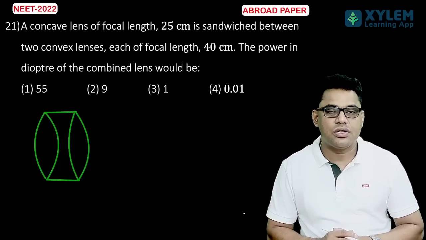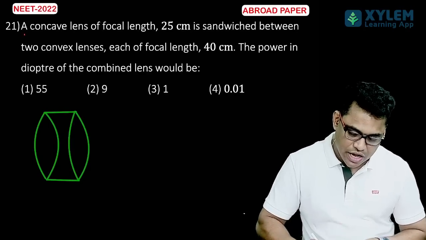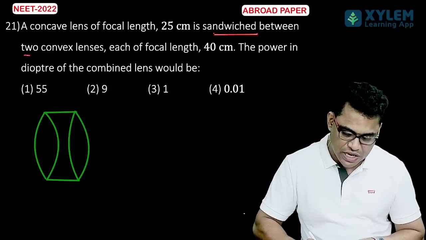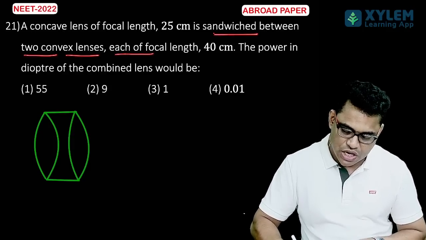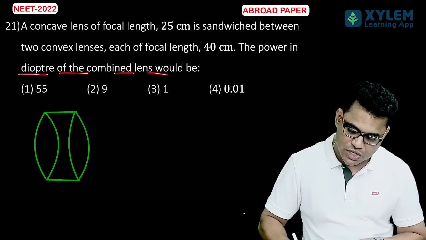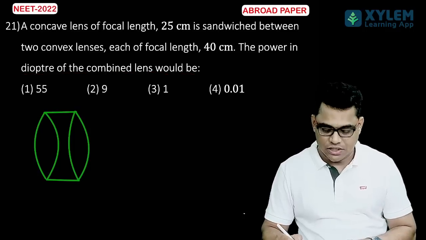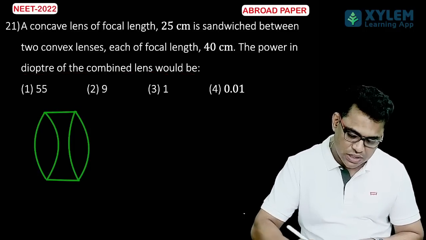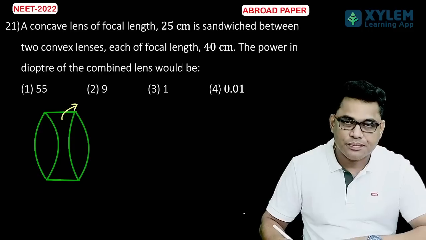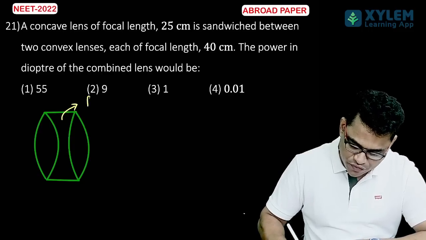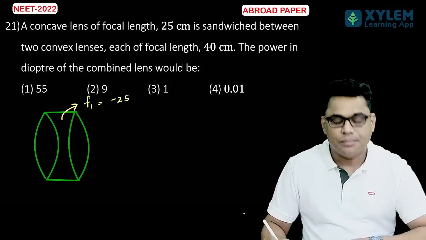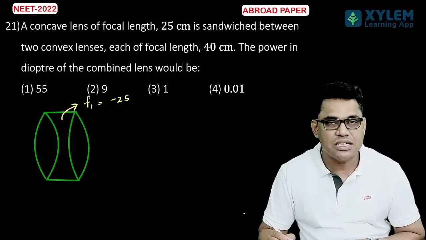Let us see the 21st question. A concave lens of focal length 25 cm is sandwiched between 2 convex lenses, each of focal length 40 cm. The power in diopter of the combination of the lens would be. This is thin lenses in contact, so the focal lengths are given. This is a concave lens whose focal length is 25, so let us take it as F1. F1 is equal to minus 25. You know the focal length of a concave lens is negative.